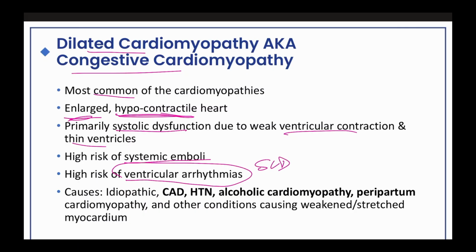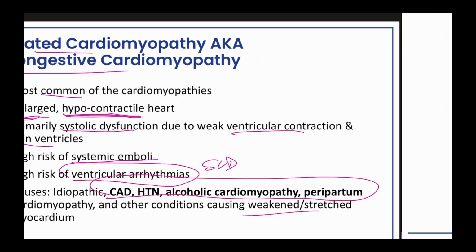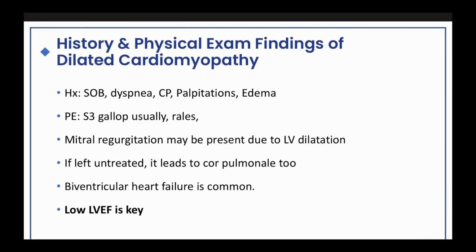Causes: idiopathic. These are the bolded ones, the most common ones: CAD, hypertension, and the alcoholic. Remember, it's toxic to the myocardium. They get a lot of these dilated cardiomyopathies. And any other condition that causes the heart to become weakened or stretched. Okay, when the heart gets stretched, those contractile properties don't line up anymore, and you can't generate the force when they're stretched out. Physical exam findings: shortness of breath, dyspnea. Sounds like heart failure. Remember, dilated cardiomyopathies are the most common cause to lead to heart failure besides ischemic heart disease. S3 gallop.